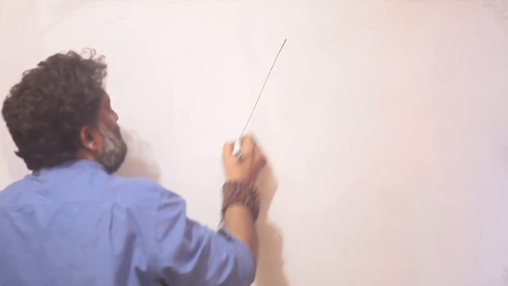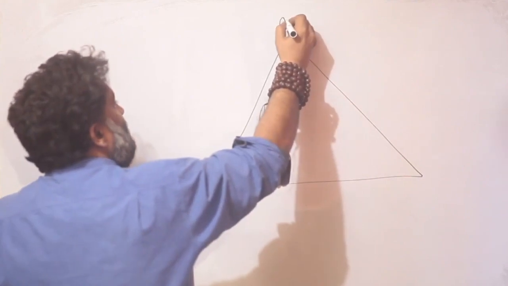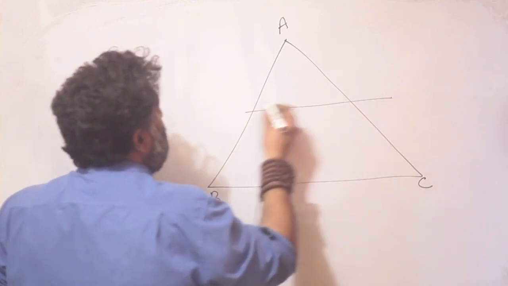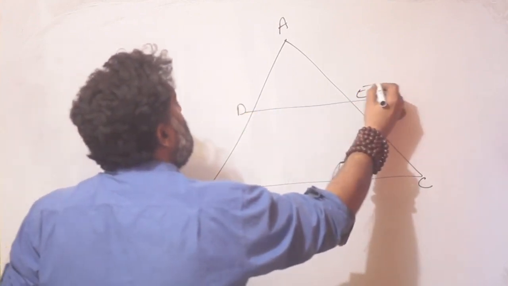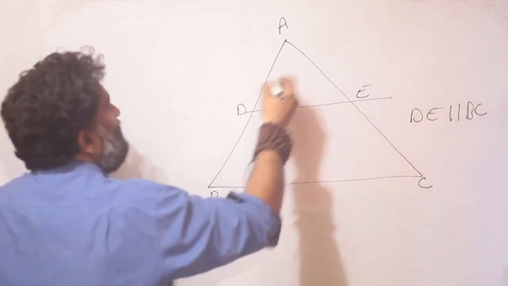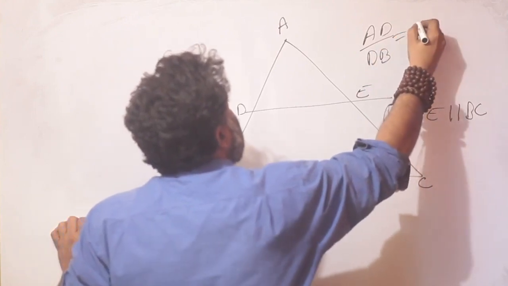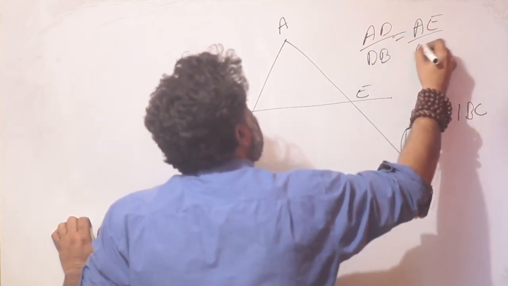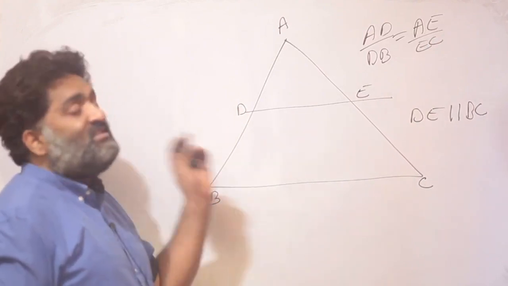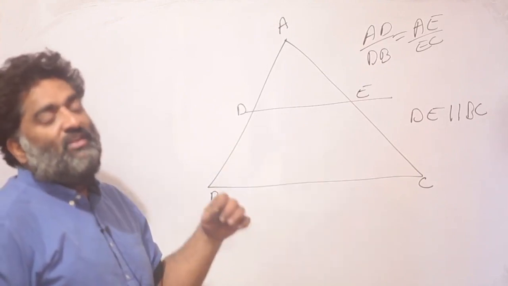So first let me make the triangle a little bigger so that it's easier to study. A, B, C and a line drawn parallel, D, E. So given information, DE is parallel to BC, and I wanted to prove that AD upon DB is equal to AE upon EC. So this will take a few steps, but the first time it might look very unfamiliar, but do it a couple of times and the idea will be visible to you very, very clearly.